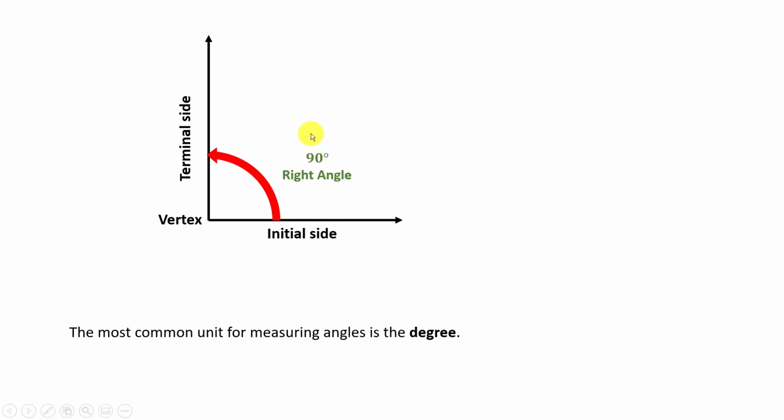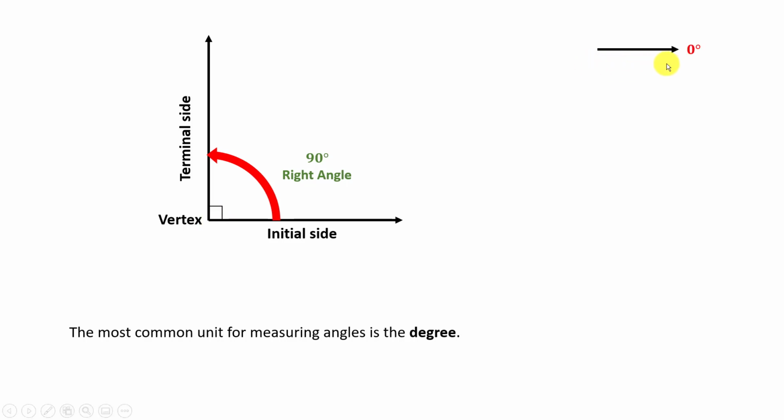You can probably recognize that this angle measures 90 degrees, which we also call a right angle. And a common notation for the right angle is to put a little square at its vertex. So let's look at a few other interesting angles.